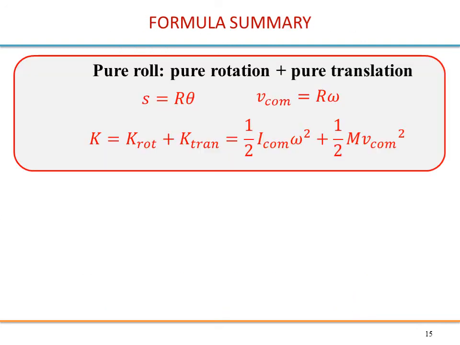This is the formula summary for this lecture. We have seen pure roll as a combination of pure rotation plus pure translation. So we have this distance traveled by the point of contact, or the center of mass. The velocity of the center of mass is R omega, and this is the kinetic energy.